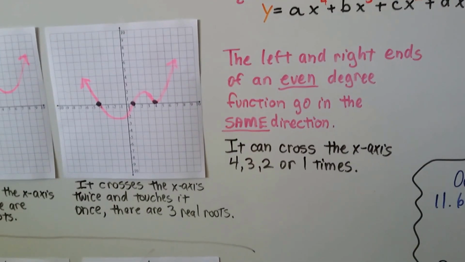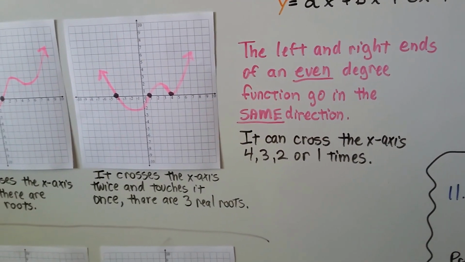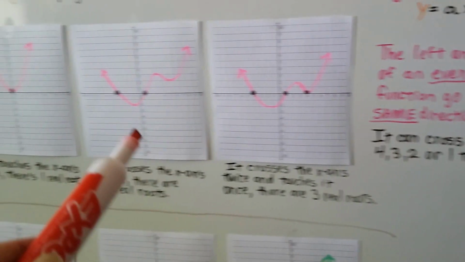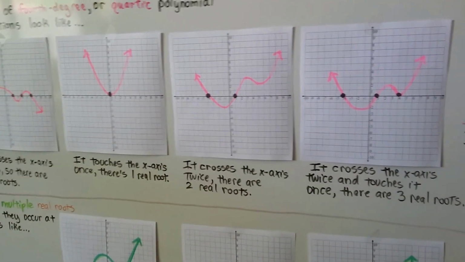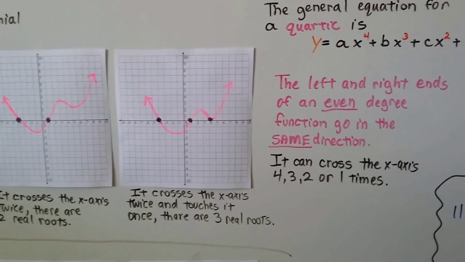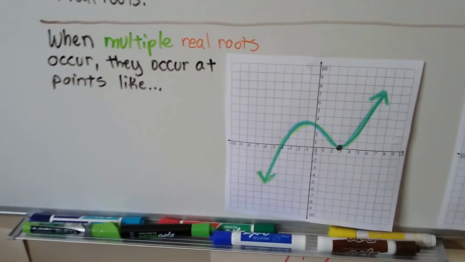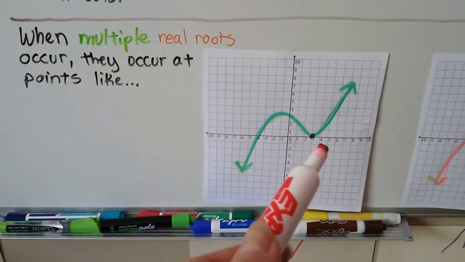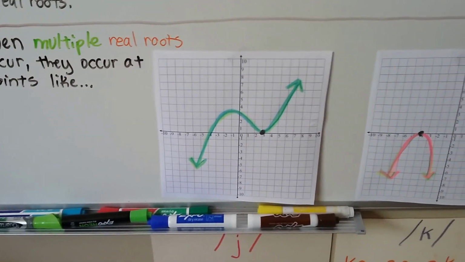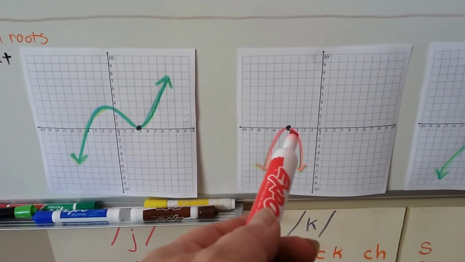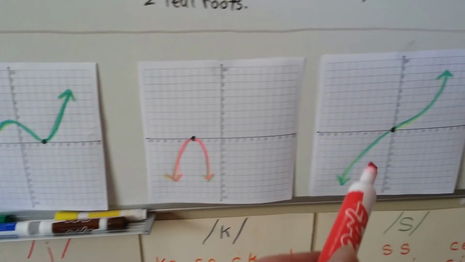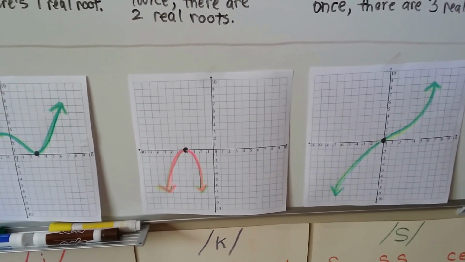It can cross the x-axis 4, 3, 2, or 1 times. We've got 3, we've got 2, we've got 1, we've got 4. See that? So that's a quartic. When multiple real roots occur, they occur at points like this, where it touches the x-axis. See? This one's opening downward and it's touching it. And this one's right at the origin. See that?